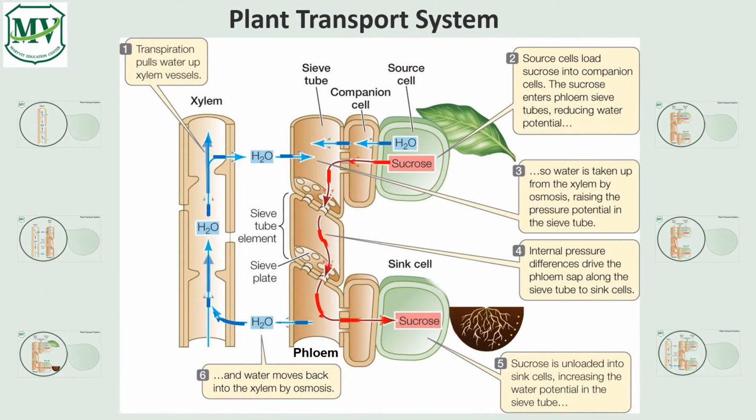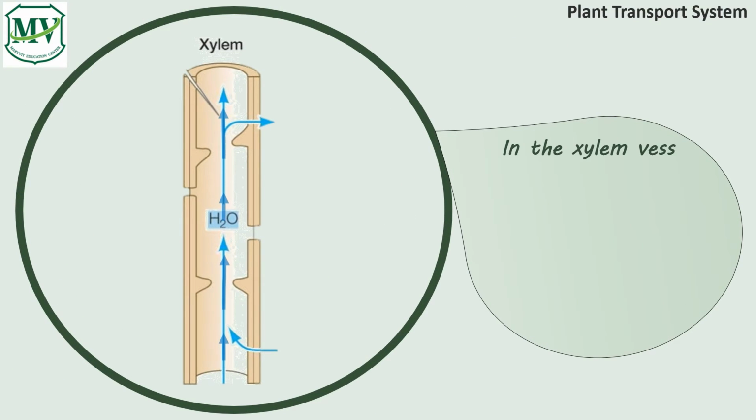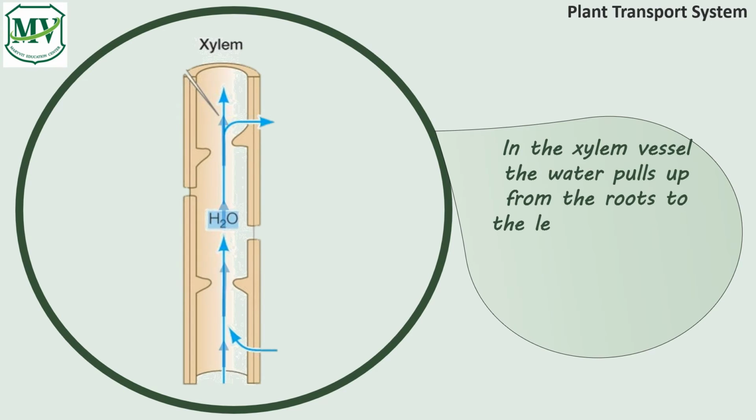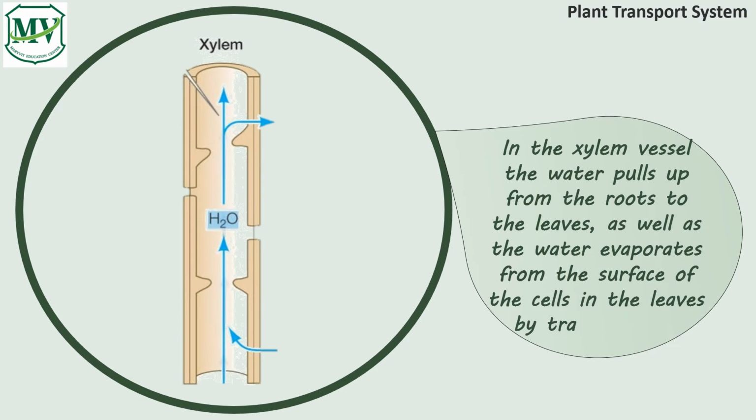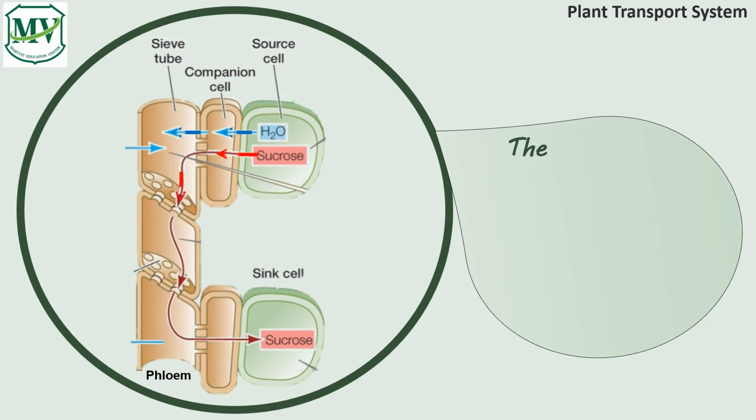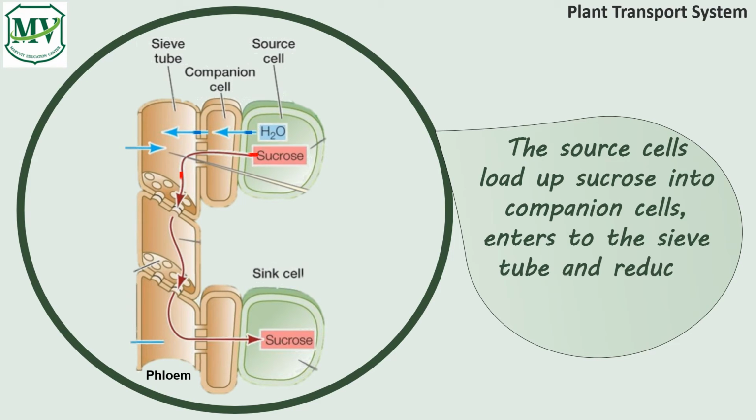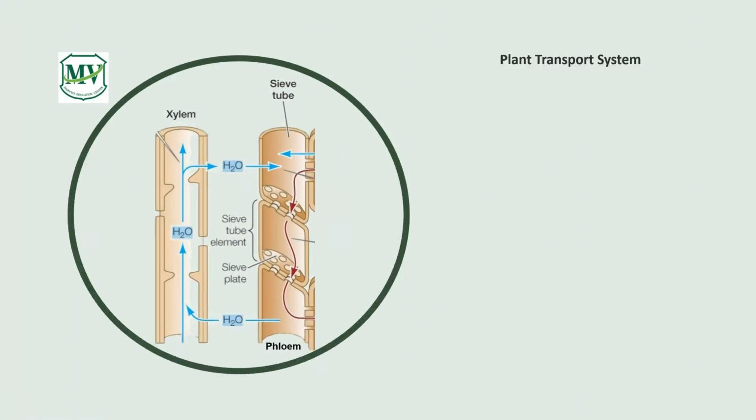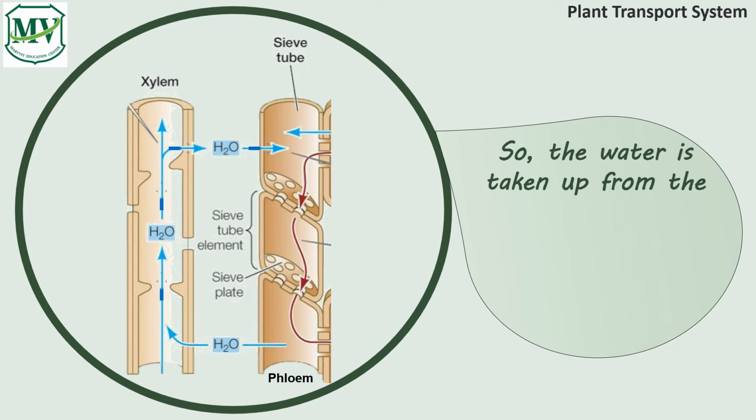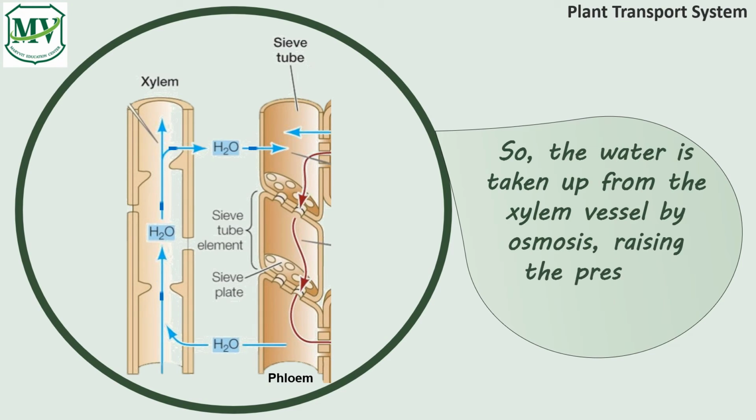Alright, here's how the transport system in a plant works. In the xylem vessel, the water is pulled up from the roots to the leaves, as the water evaporates from the surface of the cells in the leaves by transpiration. The source cells load up sucrose into companion cells, which enters the sieve tube and reduces the water potential. So, water is taken up from the xylem vessel by osmosis, raising the pressure potential in the sieve tube.